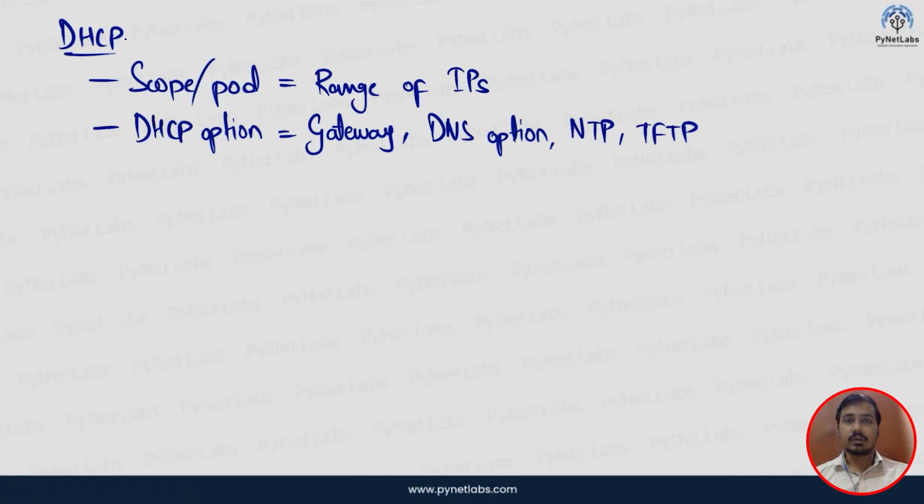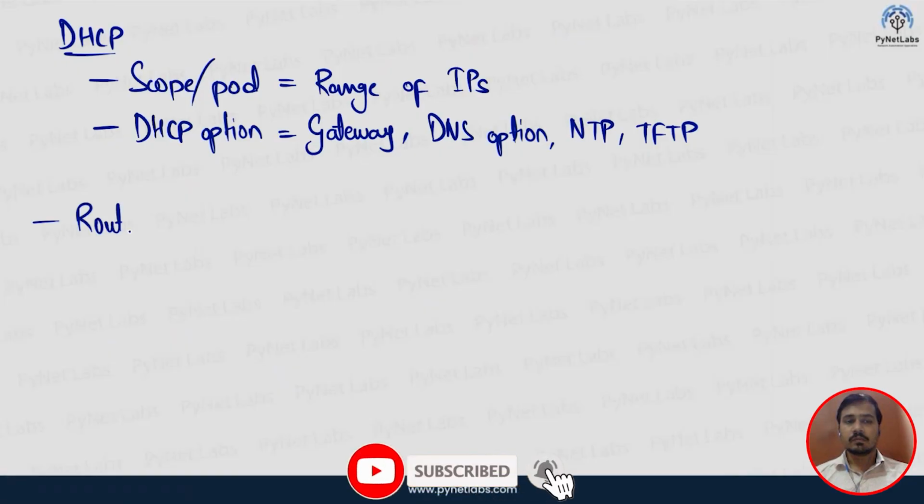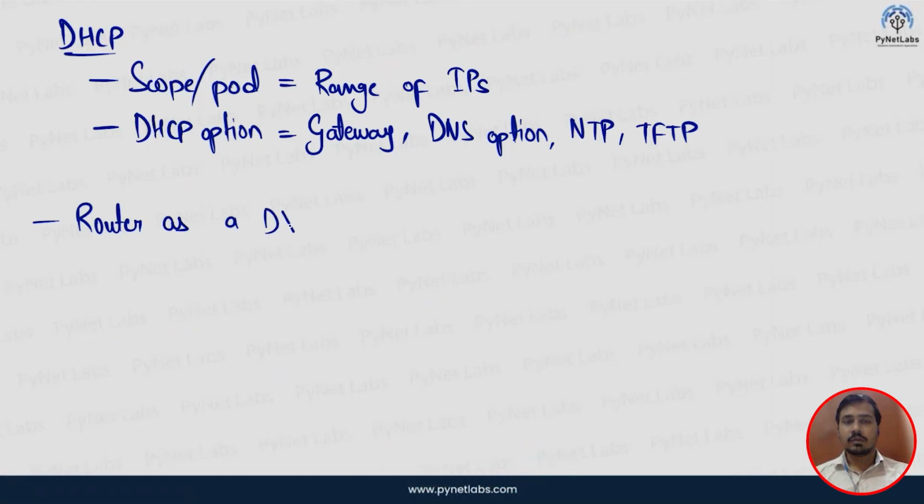When we are configuring DHCP, you can configure a scope or a pool. It is referred to by different names in different implementations. We can also configure a router as a DHCP server. As you might already know, you can configure the DHCP role on your router, or you can configure a separate server as well. So these are the two ways in which we can implement or configure DHCP.